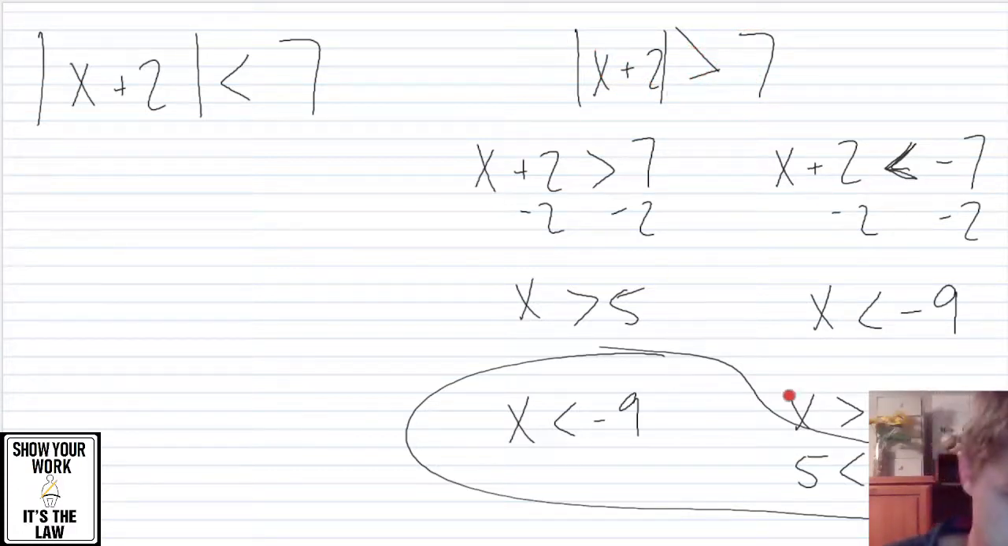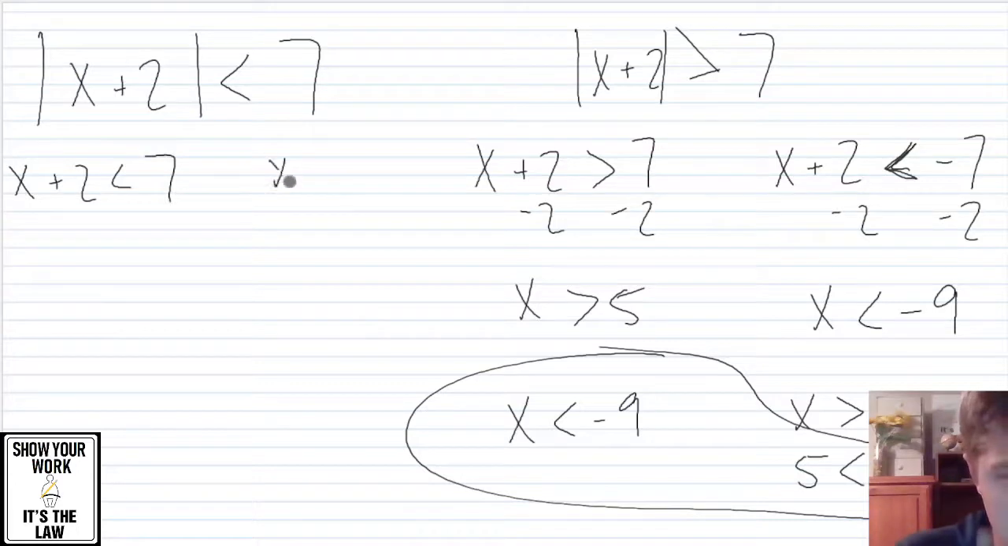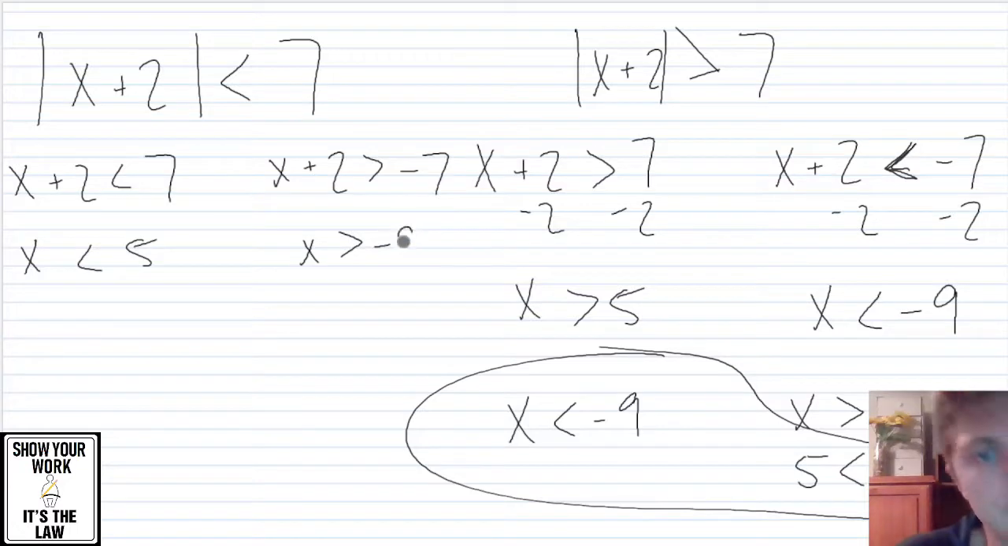So that's one case. And it's pretty much the same thing over here with this case, but let's take a look at what's different. So same thing, parallel universes, x plus 2 is less than 7, and then x plus 2 is less than negative 7, but we flip the sign, solve for x. X is less than 5. X is greater than negative 9.